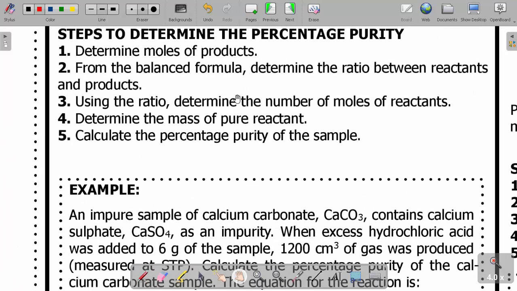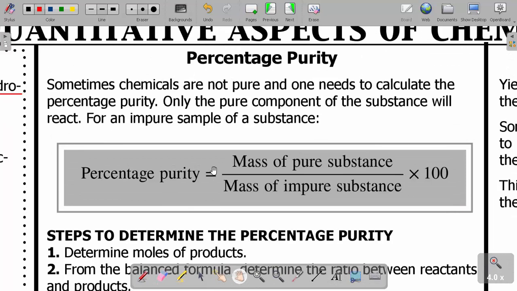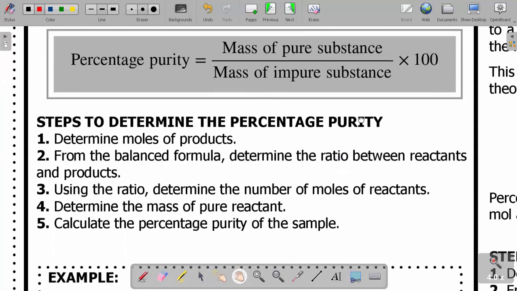Now we also have what we call percentage purity. Sometimes chemicals are not pure, and one needs to calculate the percentage purity. Only the pure component of the substance will react for an impure sample of a substance. This is the formula here: percentage purity equals mass of pure substance over mass of impure substance times 100. Those are the steps which we follow.